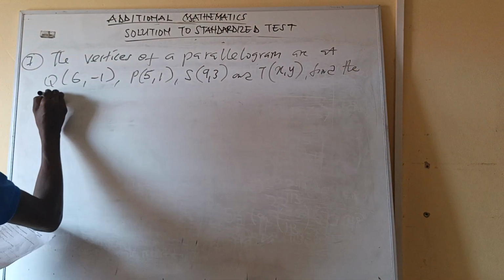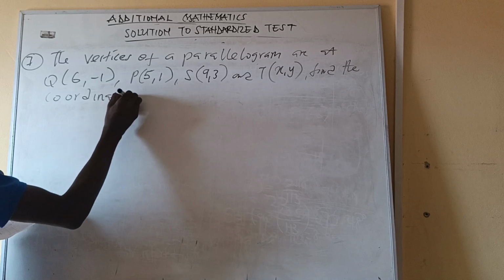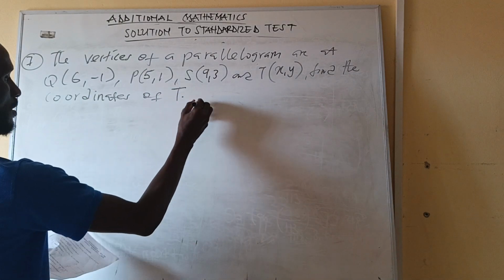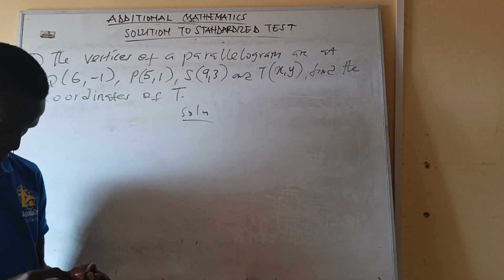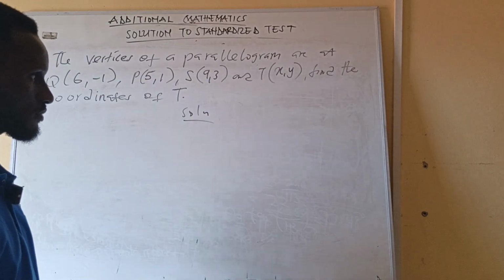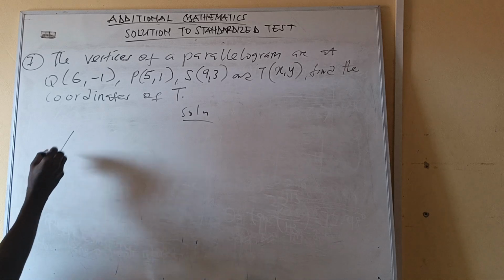Find the coordinates. Now we have to find the coordinates of T. Now let's draw a parallelogram. Now this is my parallelogram.